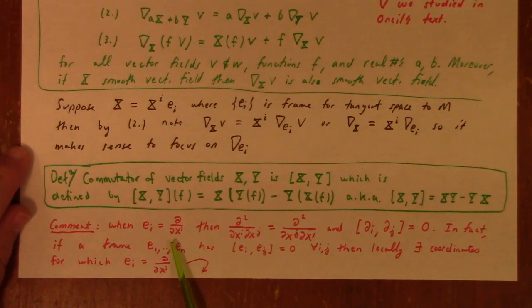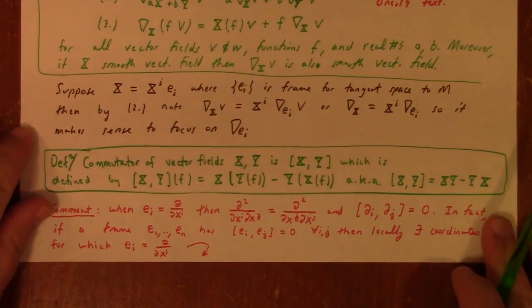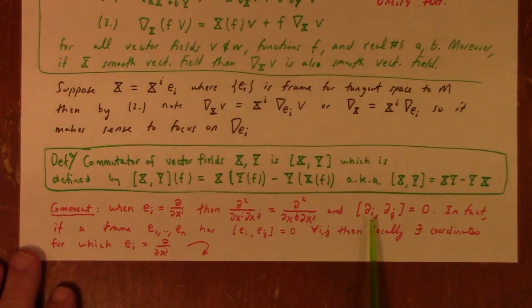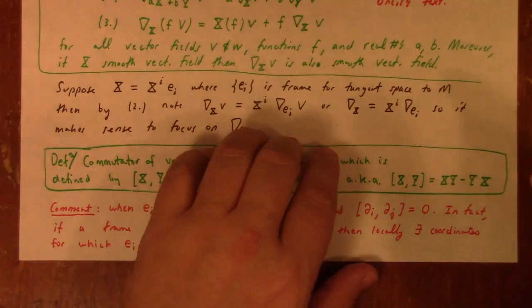Anyway, I will mention this. If our frame was actually a coordinate frame, then because of the commutativity of the partials, we get that the commutator is straight up 0. And in fact, if a frame has commutator 0 pairwise, for all i, j, then there exist coordinates for which the frame is the coordinate basis.